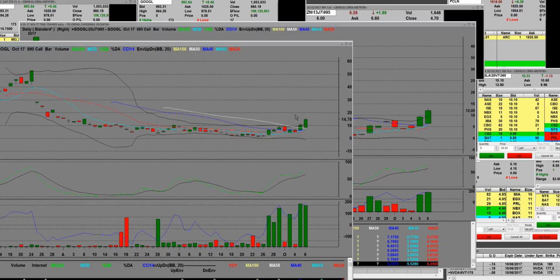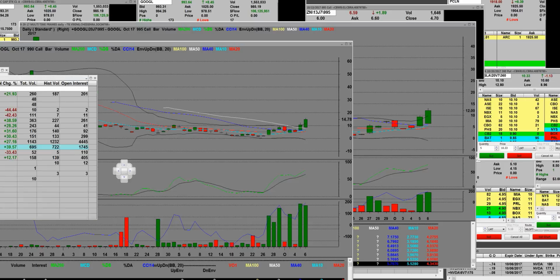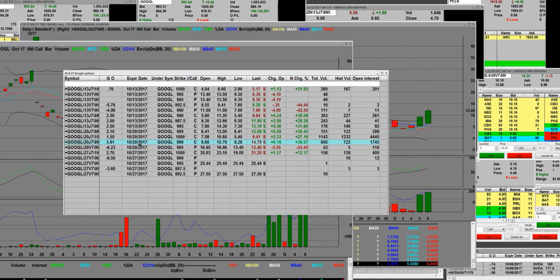The 990 call on Google, the expiration date happens to be on 1020. And basically what I do want to show, on Friday, that call gapped up $3.61. And on the 995 put, it gapped down $6.23. And so were some of the other put options going out until 1027. The 990 put had a gap open down at $8.50.